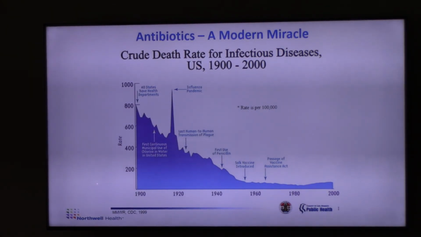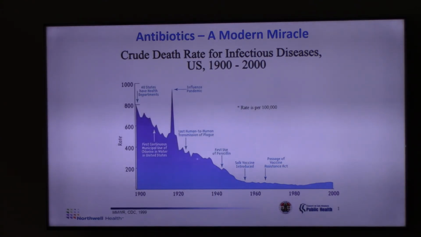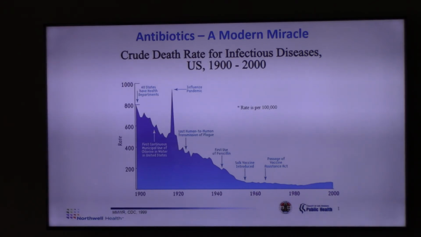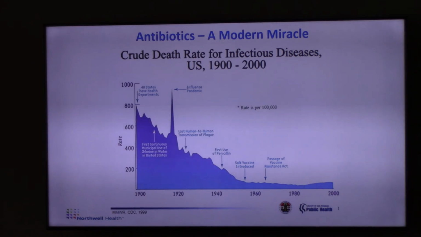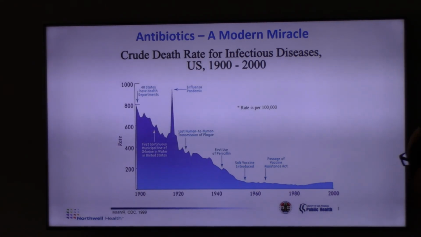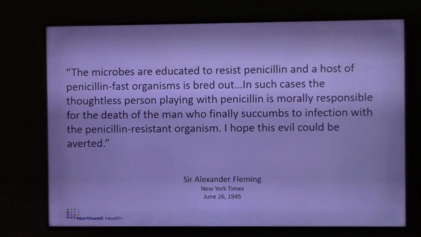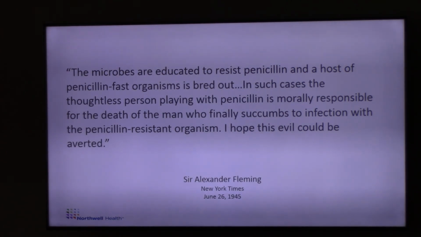You can see this timeline from 1900 to the 2000s with milestones, and penicillin first used in the 1940s when it was mass-produced. It obviously contributed to the fall of mortality from infectious diseases, in addition to other population health measures such as vaccination and chlorination of water. But penicillin is one of those things that made this possible. Alexander Fleming was quoted in a 1945 New York Times interview as saying that microbes are educated to resist penicillin.